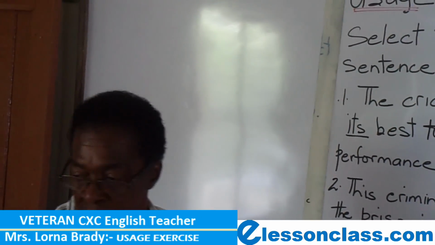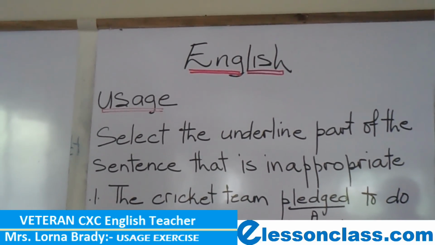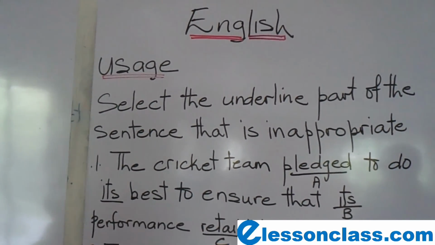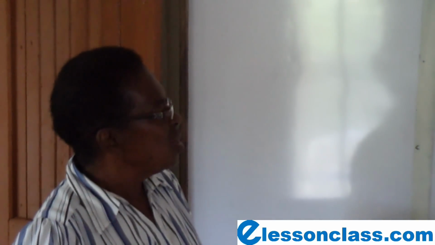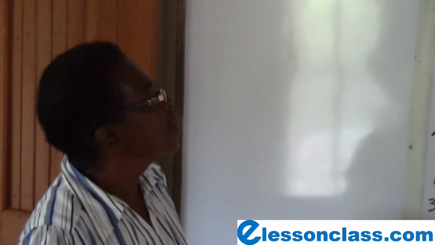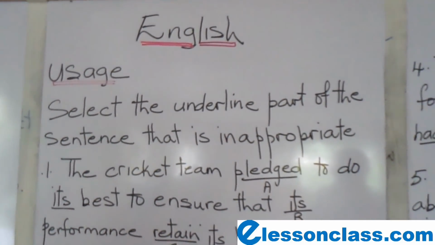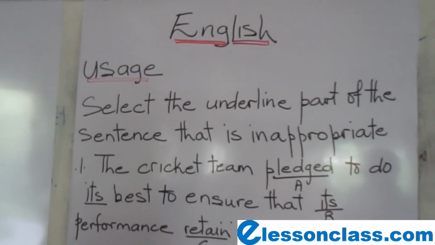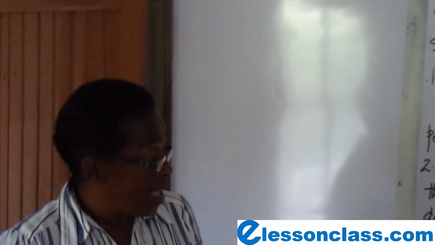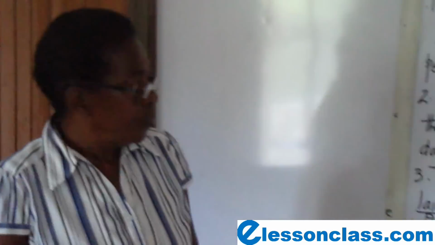We're going to look at this multiple choice question on usage. Usage more or less refers to agreement of subject and verb, and sometimes the use or misuse of certain words in a sentence. Now, we are asked to select the underlined part of the sentence that is inappropriate, which means that at that inappropriate section, we are going to find a word that is incorrectly used, whether it is grammar or otherwise.